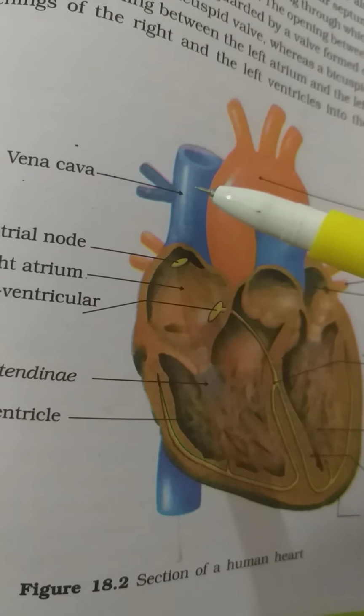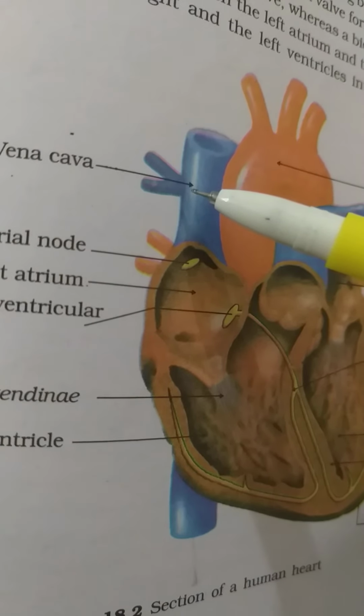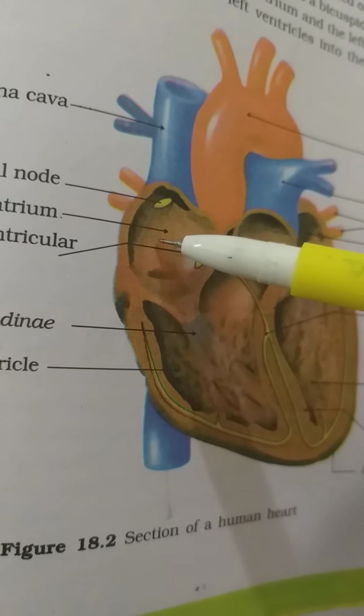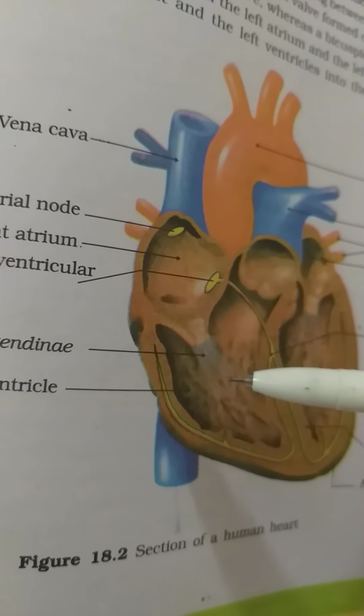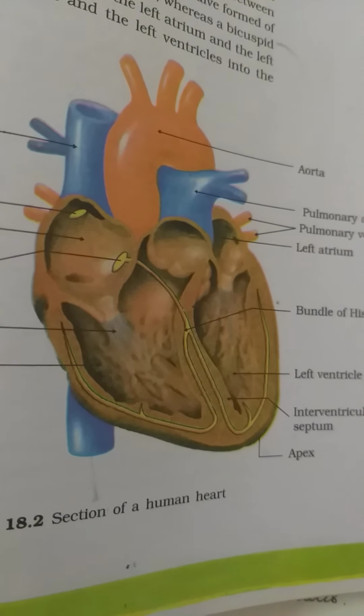The vena cava again pumps the blood which contains carbon dioxide into the right atrium, and the circulation occurs in the same manner. So this is called double circulation.